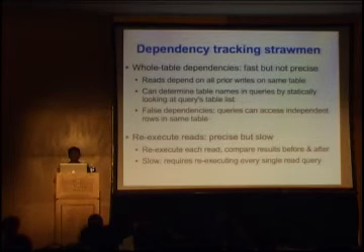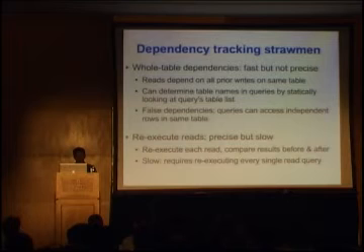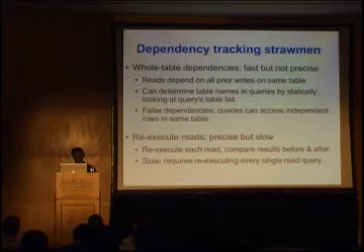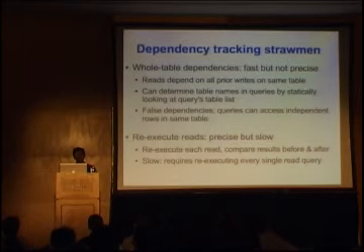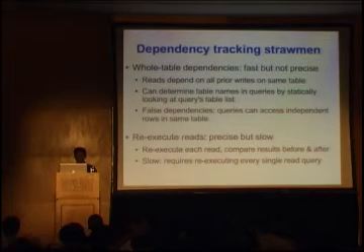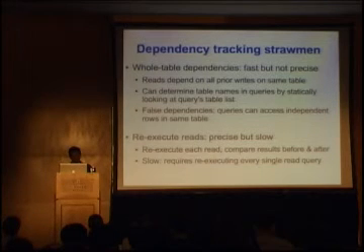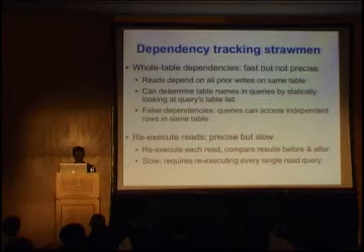So we can exclusively support either one of these properties very easily. So for example, we can have whole table level dependencies, which is fast but not precise. In this case, we can say a read on a particular table depends on all the prior writes on the same table. This is fast because by just looking at the query statically, we can determine what tables that query accesses. But this leads to many false dependencies because queries can access independent rows in the same table. So two queries which are independent would actually be marked as being dependent on each other.